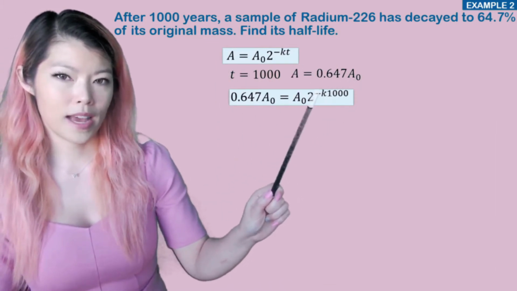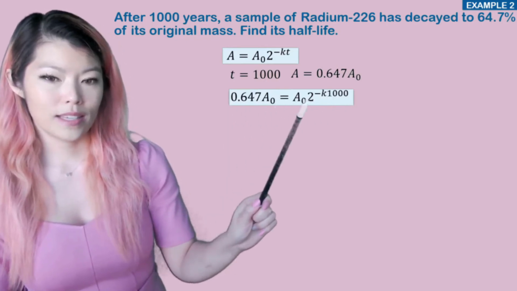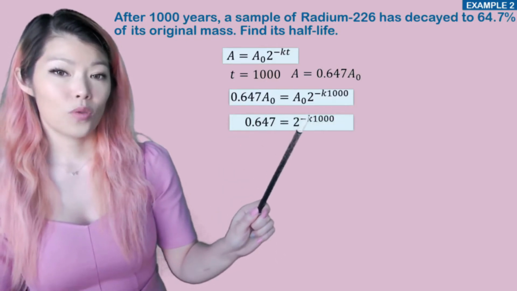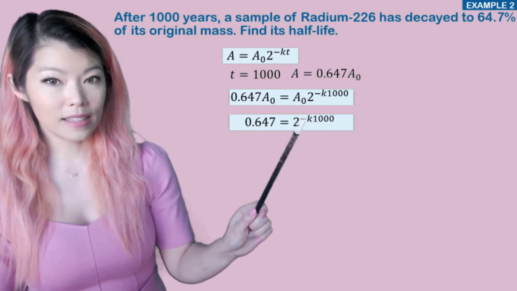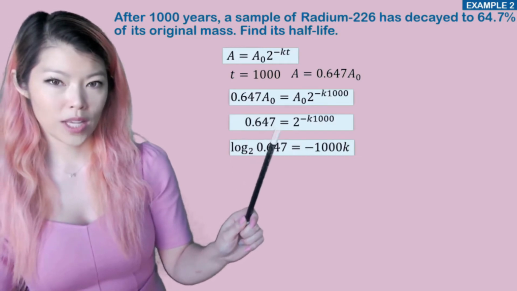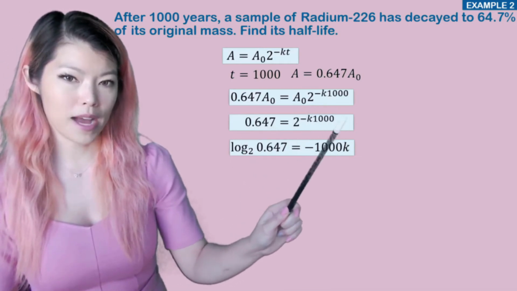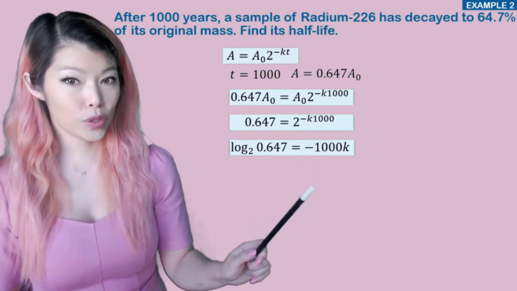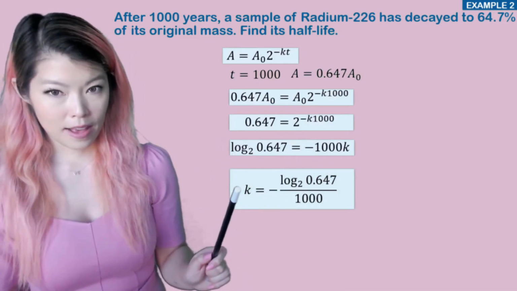Now, if we plug that into the equation up here, so A is that, equals A0 to minus K, and T is 1,000, we can see that we can quickly cancel out the A0 on both sides. And now we can work out what K is by using log. So log base 2, 0.647 equals to the power, which is minus 1,000 K. I've just swapped them around. And then what do we do? Divide by negative 1,000.